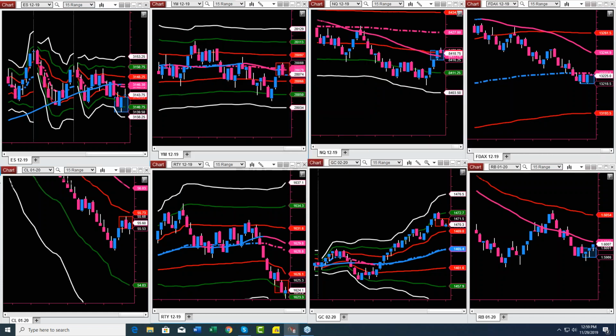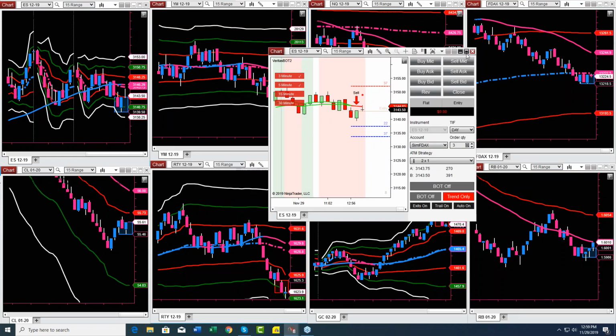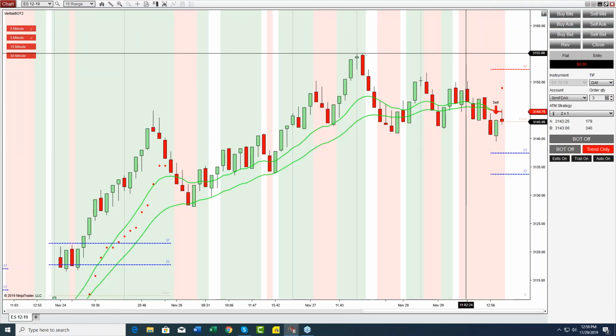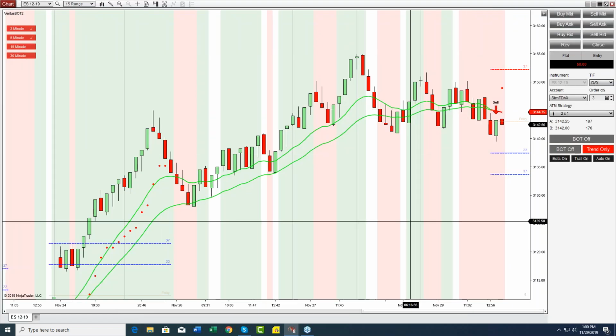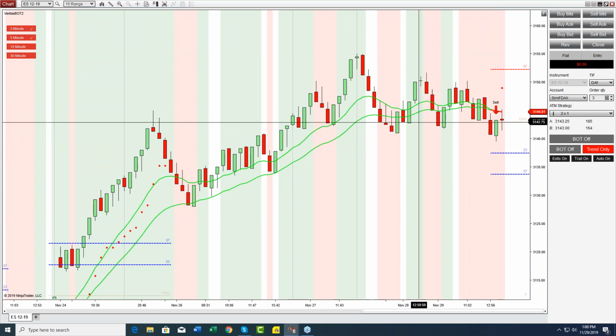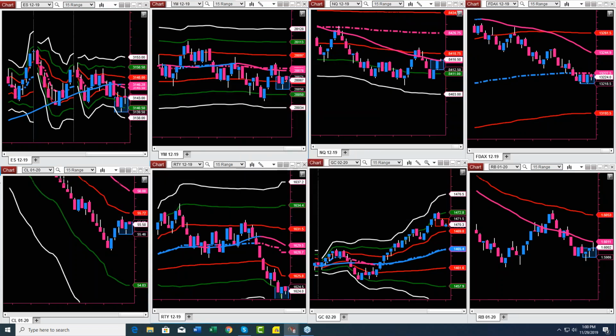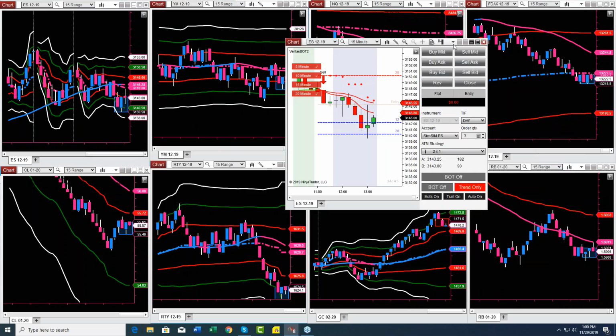I do watch 2 ES charts. So here is an ES. This is a 15 range, and this is a high probability chart. We get very few trades on this particular chart, but when they fire, the probability is over 90%. No trades there. This also is a high probability chart.